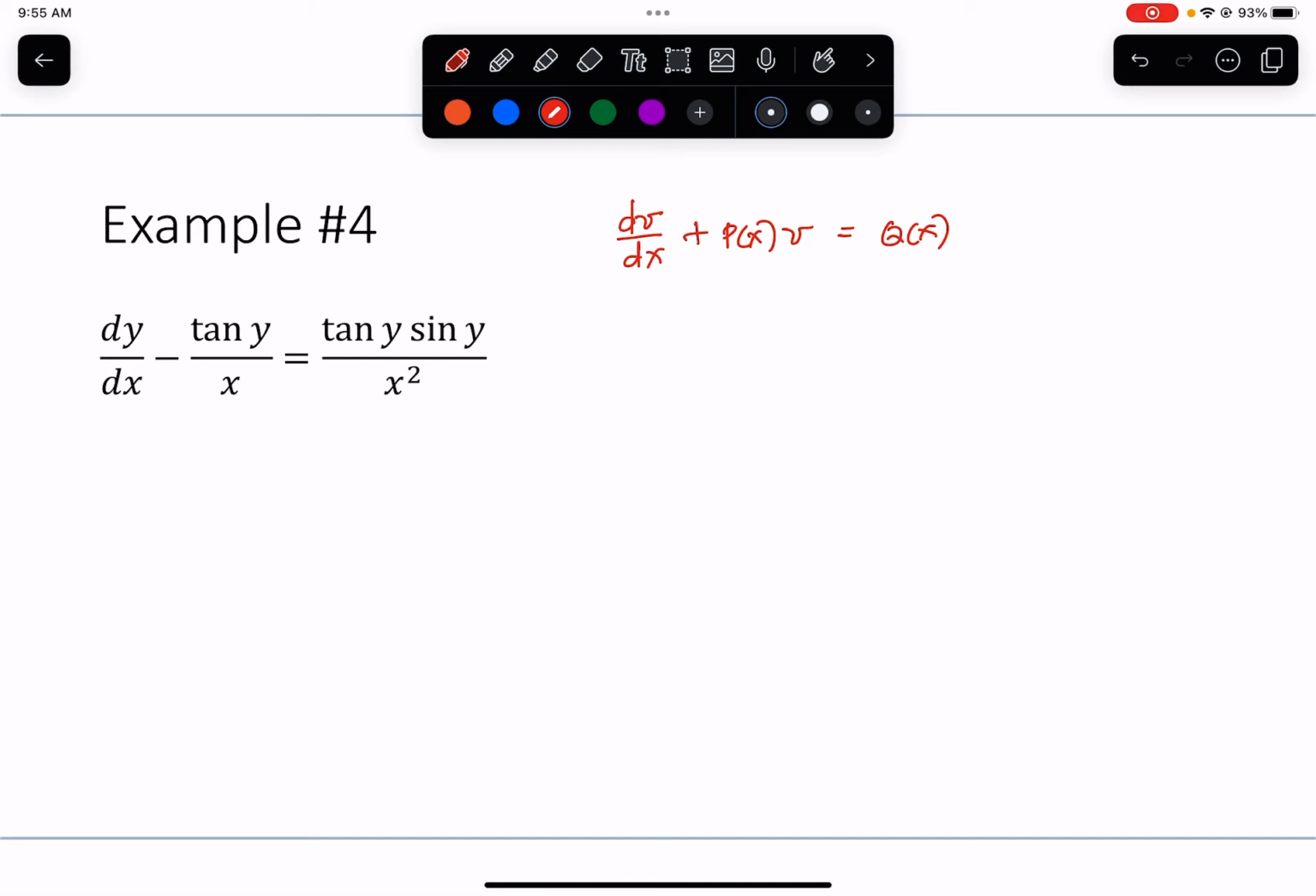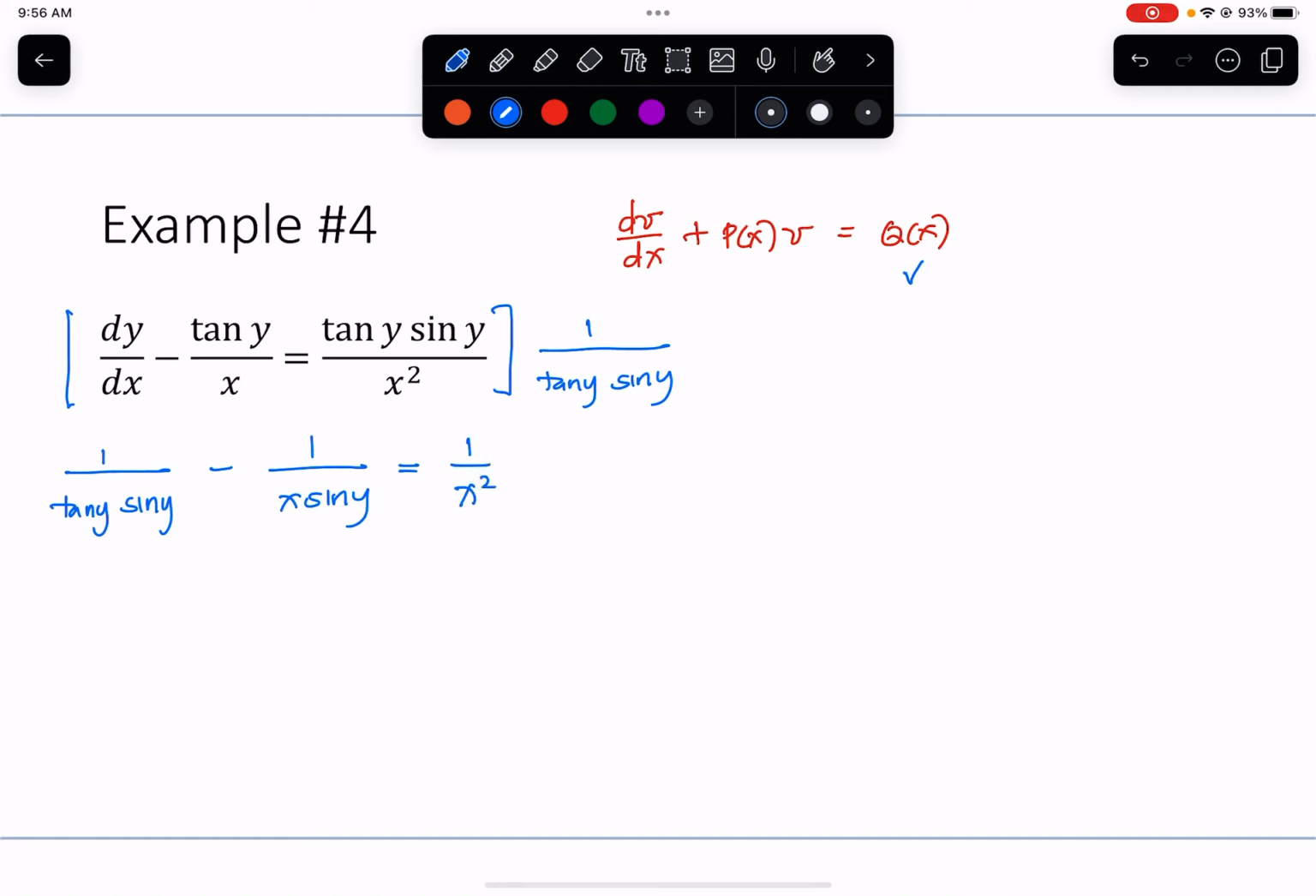And as you can see here, at the right-hand side of the equation, it contains both the function of x and the function of y. But what we want there is to have a function of x alone at the right-hand side of the equation. So therefore, what is in excess? In excess is the tangent y and sine y. So doing that, giving us 1 over tangent y sine y, and minus, tangent y will be cancelled out, so leaving us to have 1 over x times sine y, then is equal to, tangent y sine y will be cancelled out, leaving us to have 1 over x squared alone. Okay, so that's our q of x. For the meantime, it's 1 all over x squared.